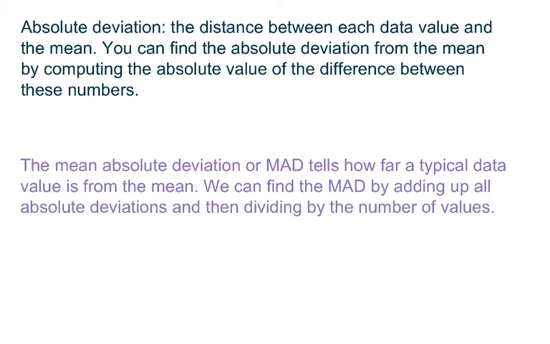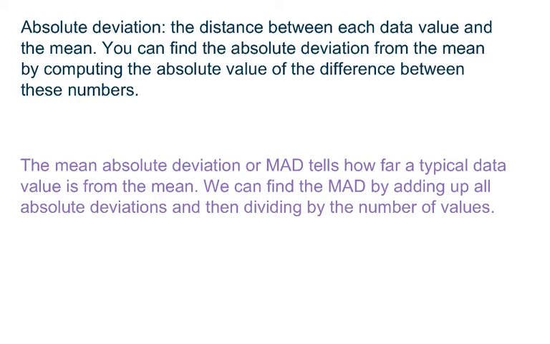Hi, 6th grade. Today we will be discussing more about mean absolute deviation. As we discussed yesterday, absolute deviation is the distance between each data value and the mean. You can find the absolute deviation from the mean by computing the absolute value of the difference between these numbers.